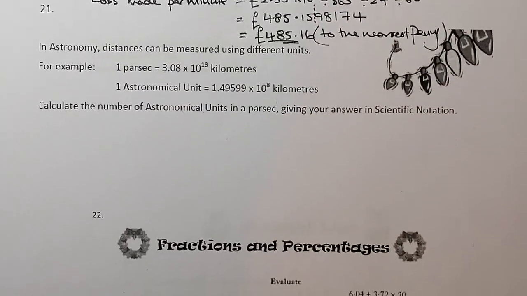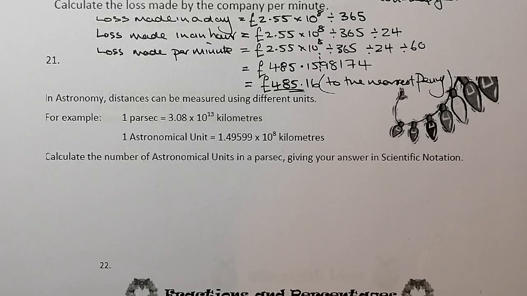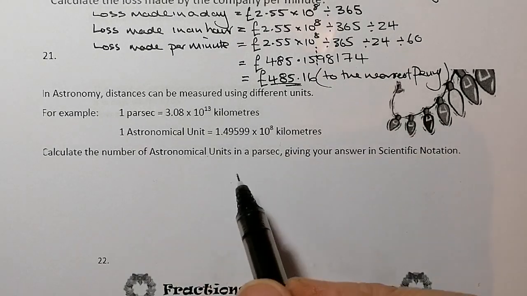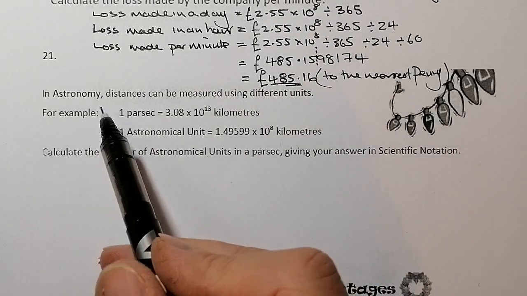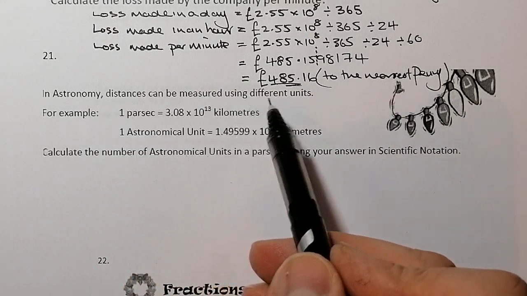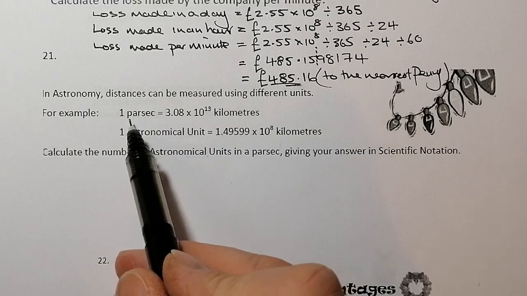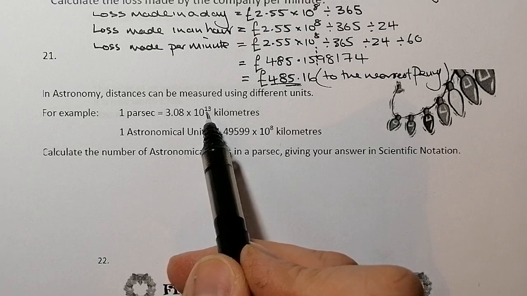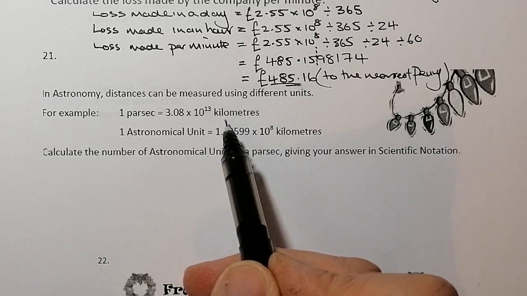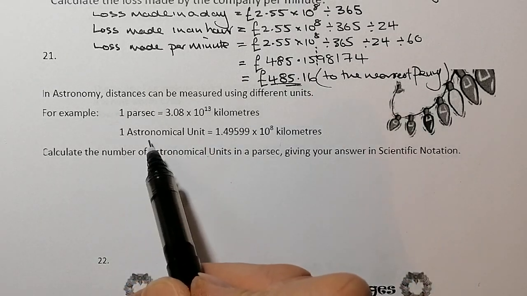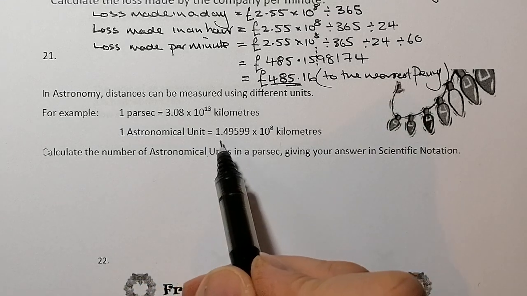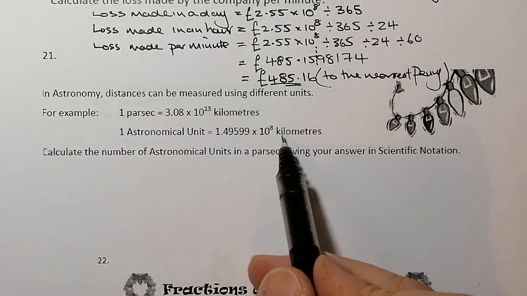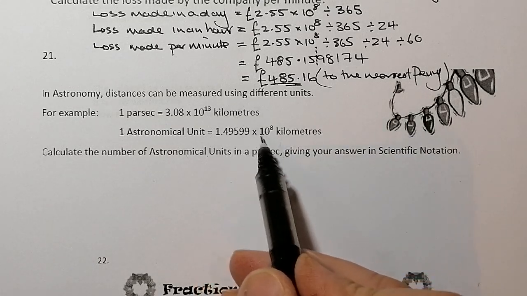Okay, there's only two in this section here. So what we'll do is work this part out here. Question 21: in astronomy, distances can be measured using different units. For example, 1 parsec is equal to 3.08 times 10 to the power of 13 kilometers. So quite some distance. And 1 astronomical unit is equal to 1.49599 times 10 to the power of 8 kilometers. The good thing is I've got these both in the same units, kilometers.